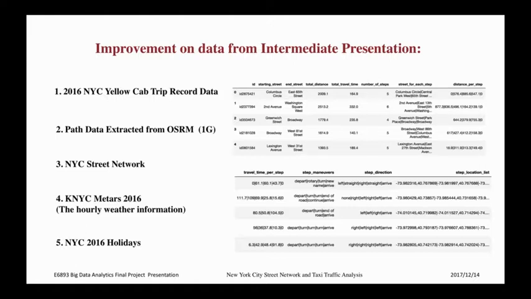For example, based on the original dataset, New York City Yellow Cab trip record data, we can have pick up location and drop off location. Using these locations, we can extract the shortest path between these 2 points from OSRM.